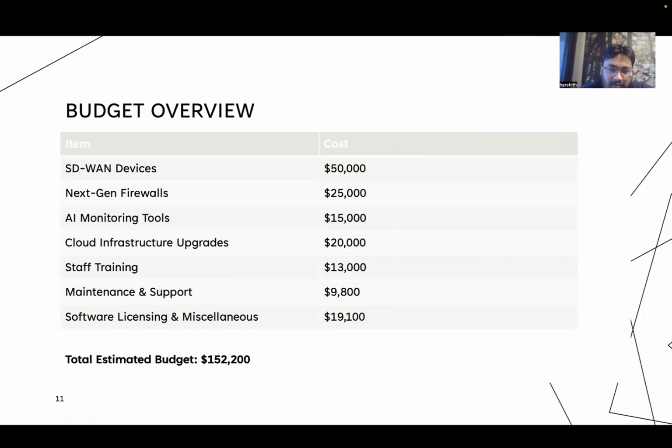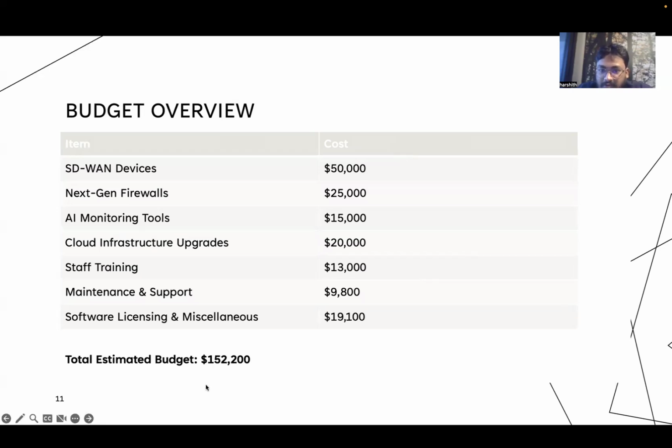Coming to the budget overview, the total estimated budget for this project is $152,200. The largest portion of the project cost covers SD-WAN hardware and next-generation firewalls. Additional costs also include AI software licenses, cloud infrastructure upgrades, and comprehensive staff training. Maintenance, support, and contingency funds are also factored in. We believe this is a balanced investment that aligns with the long-term value the upgraded infrastructure will provide.